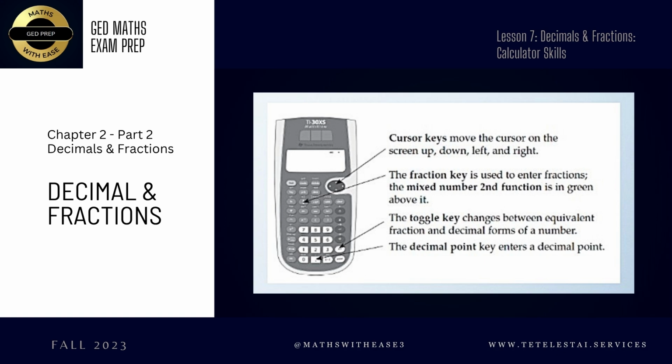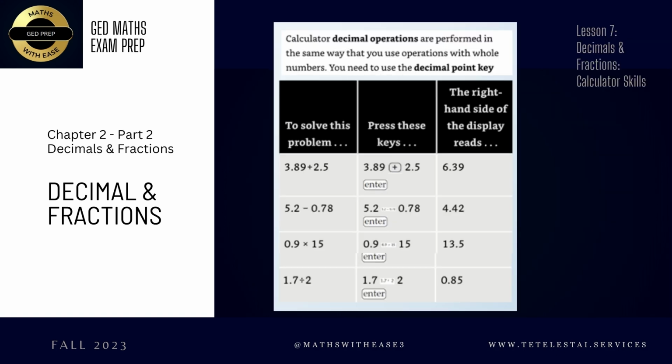Enter the relevant operation, enter the number 2, press your decimal point key, enter the number 5, and then press enter. And once you press your enter key, you'll see your solution on the right-hand side of your display. Same with 5.2 minus 0.78. You just press 5, press your decimal point key, press 2, your operational key, which in this case is subtraction, enter 0.78, and your answer will appear on the right-hand side.